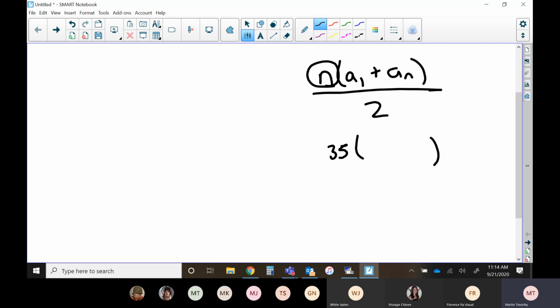What is my A1? Well, let's read again. The first row or front row has 24 seats. When they say that, they are saying A1 equals 24, plus. What is An? We don't know what that is, but it's the 35th row, right? So that means I need to know A35. They don't give that to me. This is still a question mark.